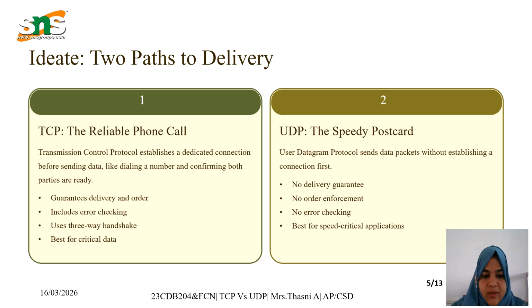So here are the two paths of delivery. TCP is like a reliable phone call, and UDP is like a speedy postcard. Transmission Control Protocol establishes a dedicated connection before sending the data, like dialing a number and confirming both parties are ready. Whereas UDP, the User Datagram Protocol, sends the data packets without establishing a connection first. TCP guarantees delivery and order, includes error checking, uses a three-way handshake, and is best for critical data. Whereas the speedy postcard has no delivery guarantee, no order enforcement, and no error checking, and is best for speed-critical applications.